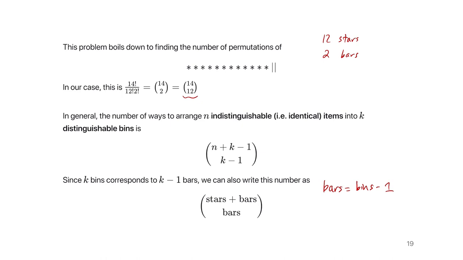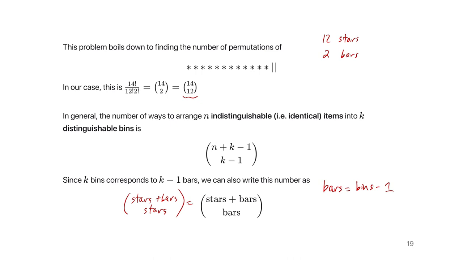So you can write this as stars plus bars choose bars, okay? Or equivalently, stars plus bars choose stars. Is that okay? So this is only in the very specific case where the items themselves are identical, but the things you're inserting them into, I guess, are not identical.